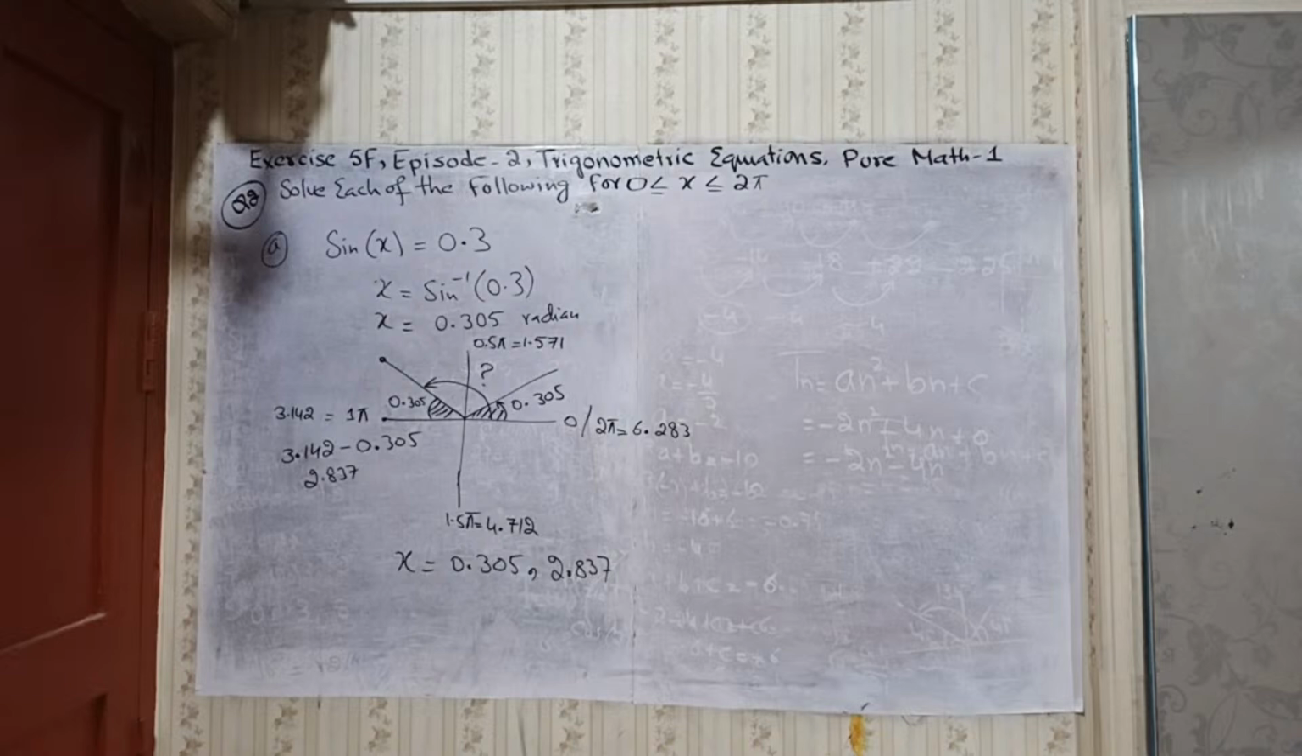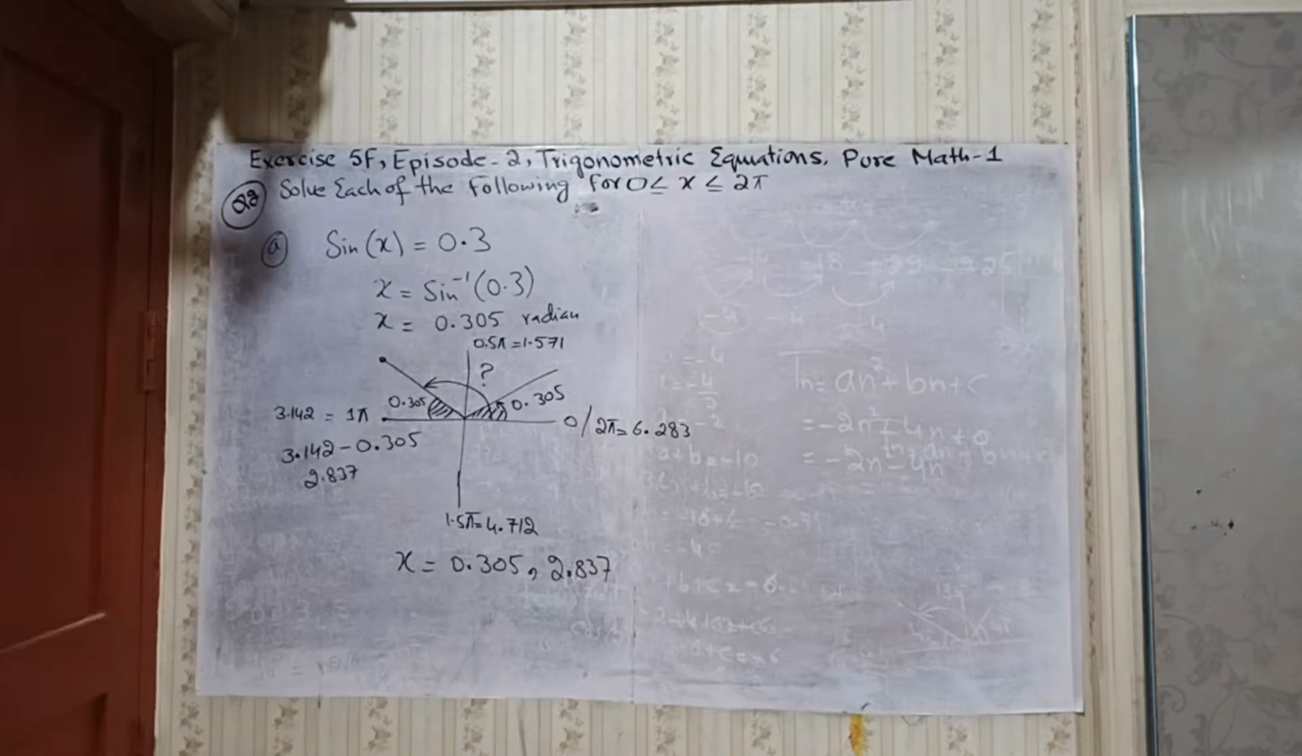0.305 and 2.84. Okay, 2.84. So our answers are right, sir. So this is how you do question number 2, and its A part.